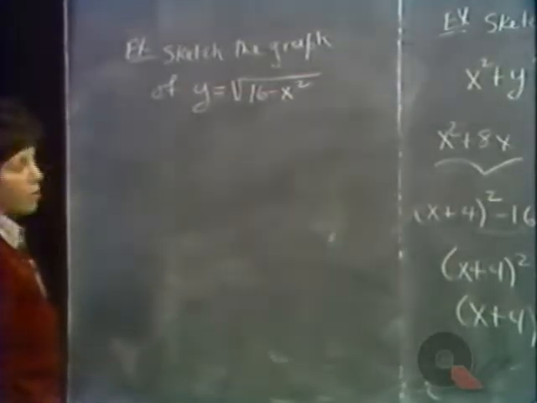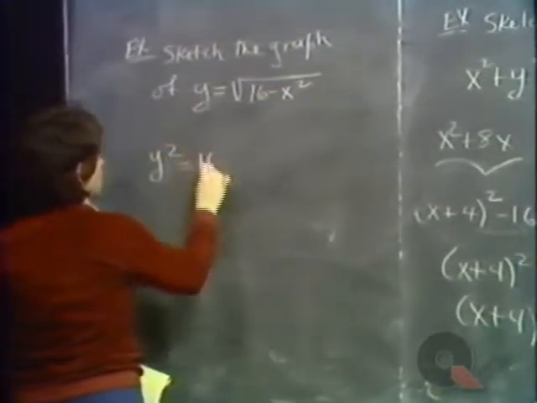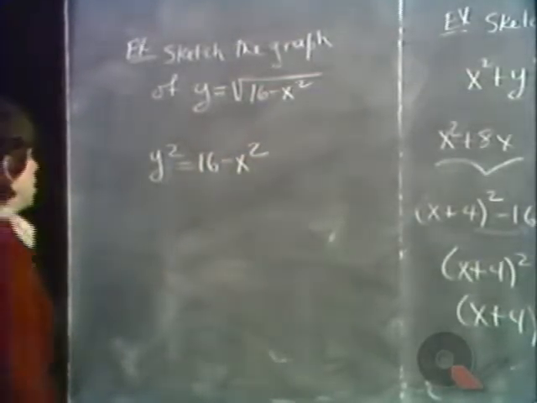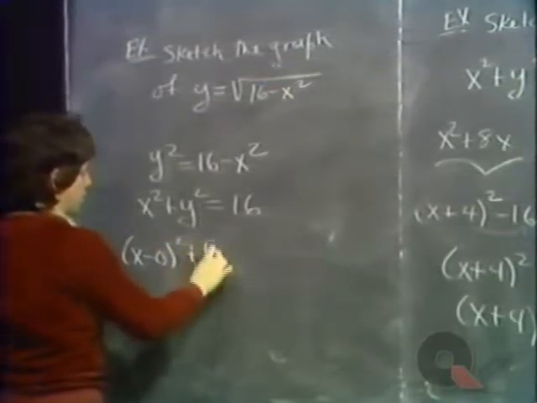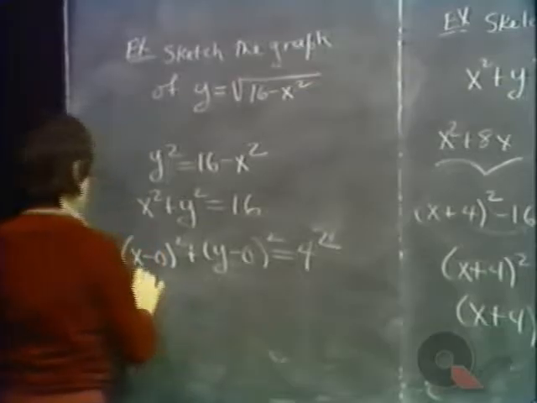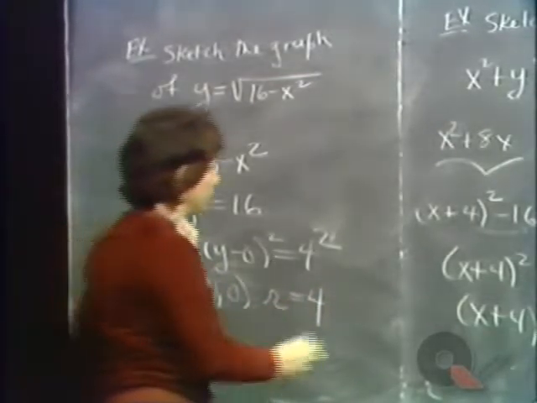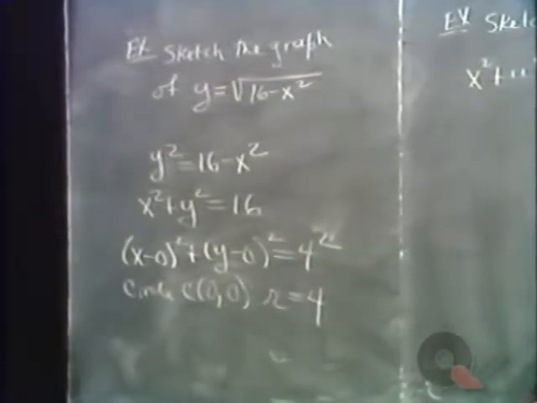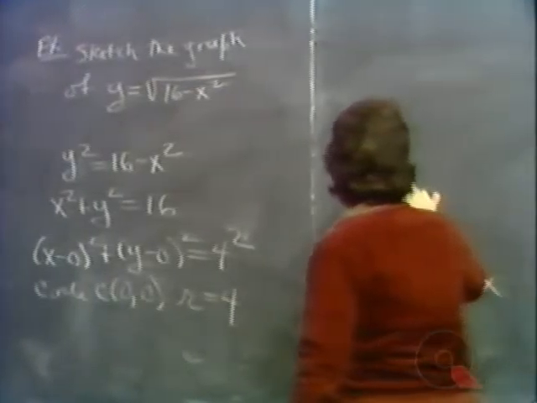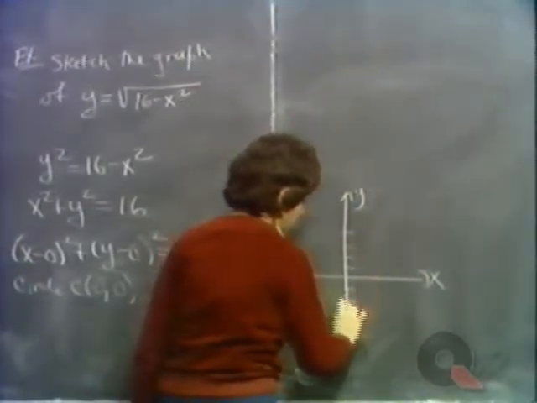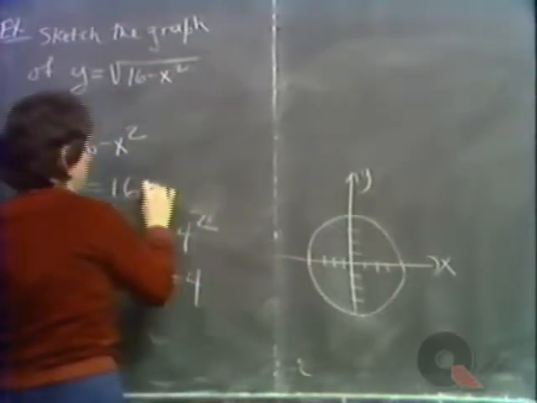Okay, now, in this form, you might not know what kind of a curve this is. But if you were to square both sides of the equation here, we would get y squared equals 16 minus x squared. You square both sides. Add x squared to both sides. And you say, gee, this is really x minus 0 squared plus y minus 0 squared is 4 squared. This is really a circle with center at the origin, 0, 0, radius 4. So let's make a picture of that. Center at the origin, radius 4. That's a picture of this.